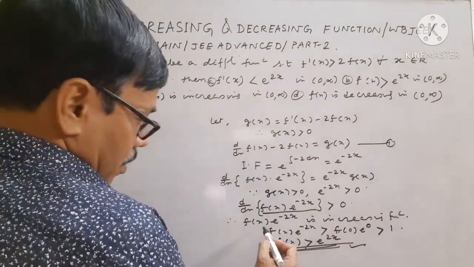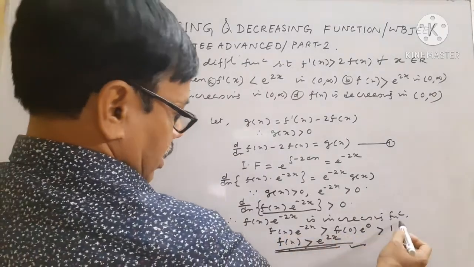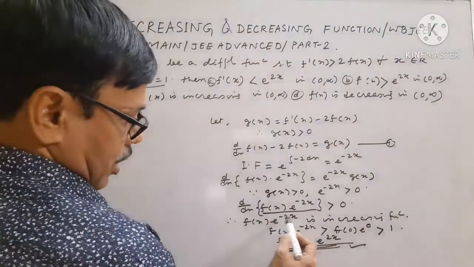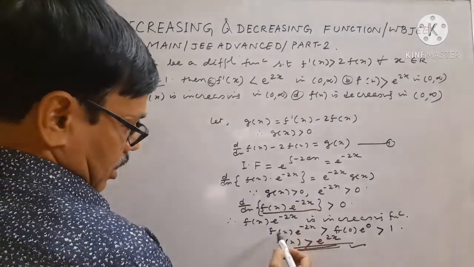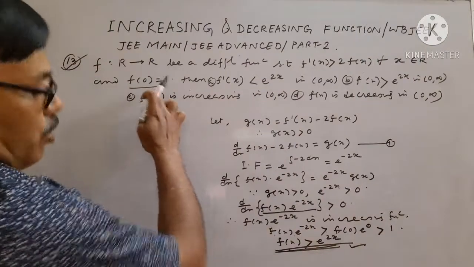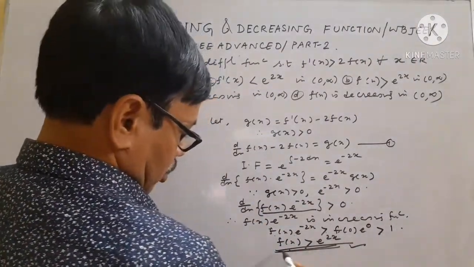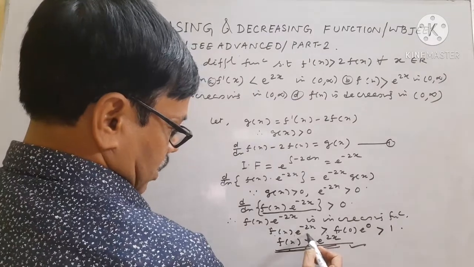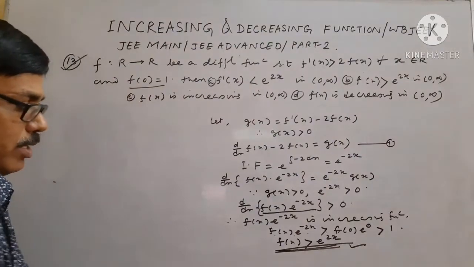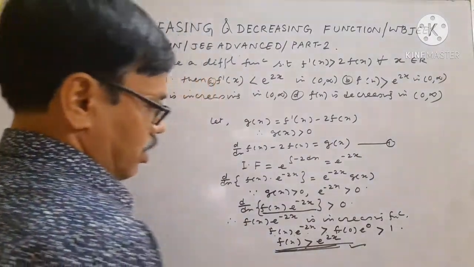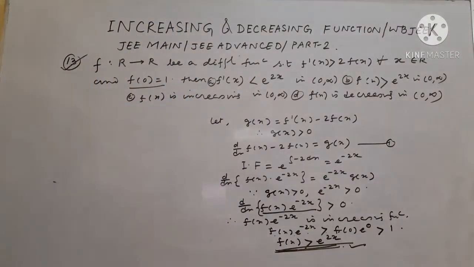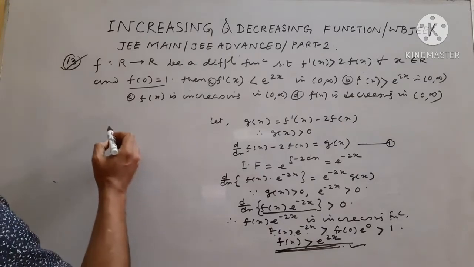So f(x) times e to the power minus 2x is an increasing function. If it is increasing, then the value at x is greater than the value at 0. So f(x) times this is greater than f(0) times this. f(0) is 1, so 1 times e to the power 0. So e to the power minus 2x is a positive number. So f(x) is greater than e to the power 2x.